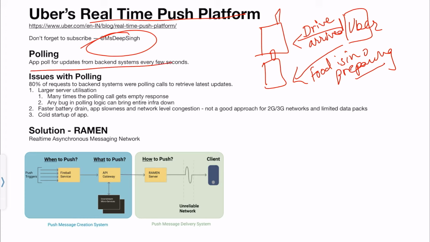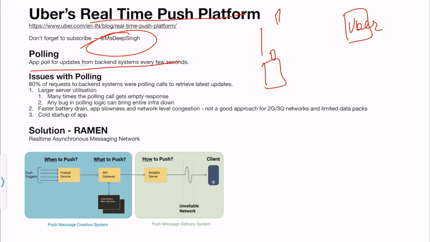So the first approach is that your mobile application connects with the Uber server, and then it keeps on checking for updates. Now let's say I placed a food order. If I placed a food order, I will keep on checking, let's say every 5 seconds, what the status is. So we have a simple status API.